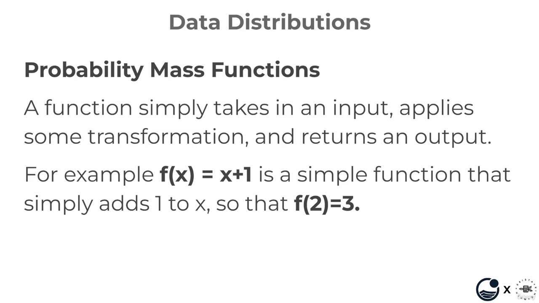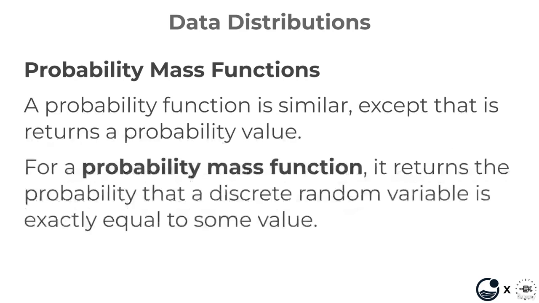And I could define it as f of x is equal to x plus 1. That's a simple function that simply adds 1 to the input x, so that f of 2 is equal to 3, because 2 plus 1 is equal to 3. Hopefully you already realized that and knew the definition of that sort of function. That means a probability function is similar, except it's going to return a probability value. For a probability mass function, it returns the probability that a discrete random variable is exactly equal to some value.